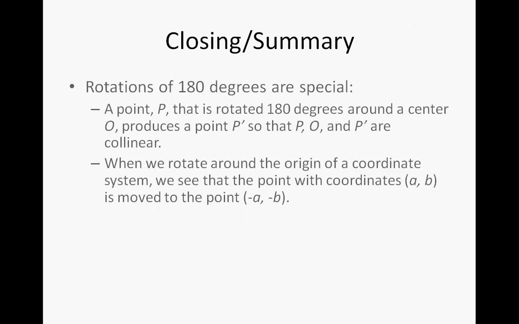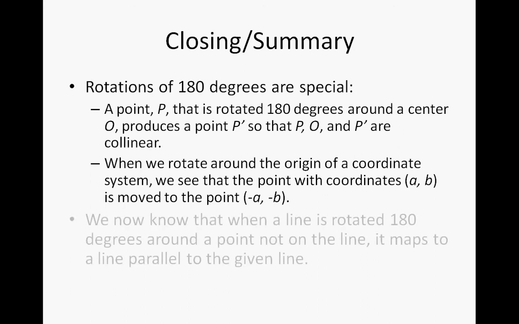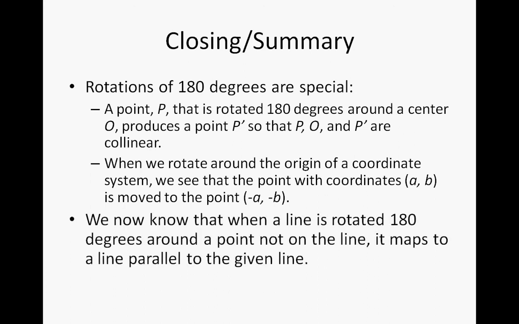All right, so to summarize, rotations of 180 degrees are special. A point P that is rotated 180 degrees around a center O produces a P prime, so that P, O, and P prime are collinear. When we rotate around the origin of a coordinate system, we see that the point with coordinates (a, b) is moved to the point (-a, -b). We also now know that when a line is rotated 180 degrees around a point that is not on the line, it maps to a line parallel to that given line.